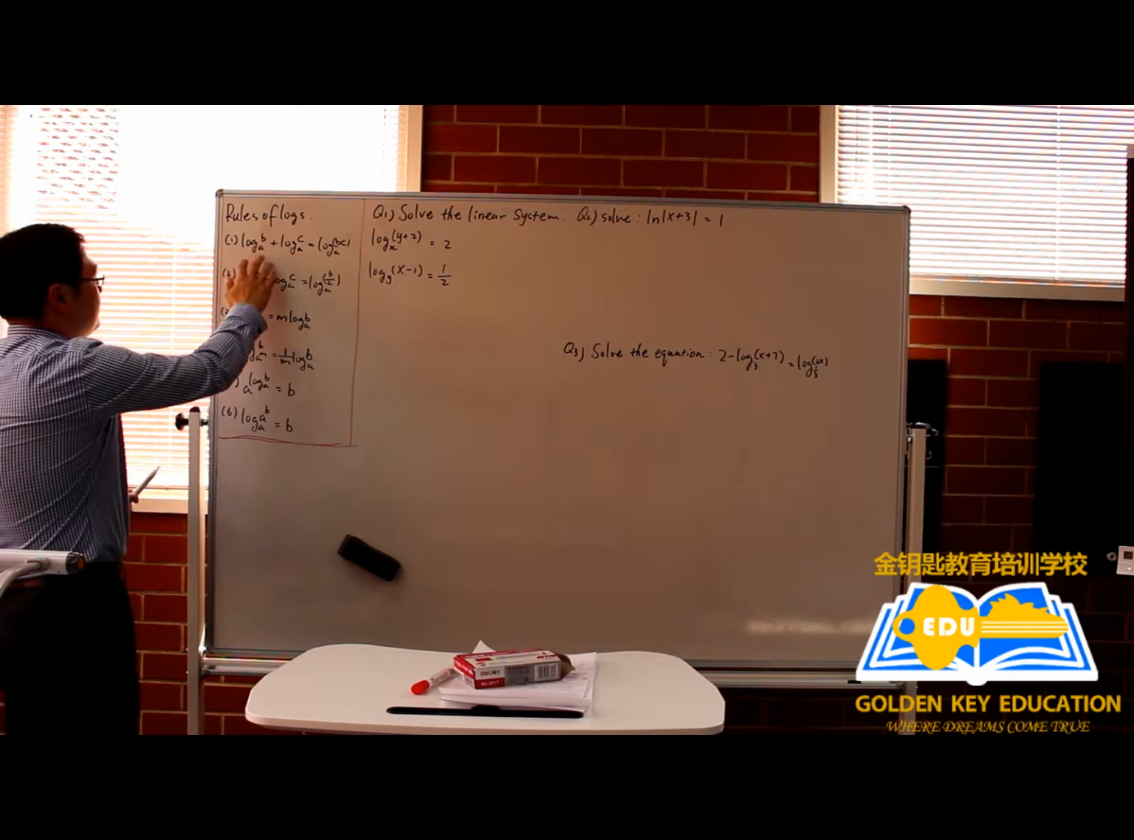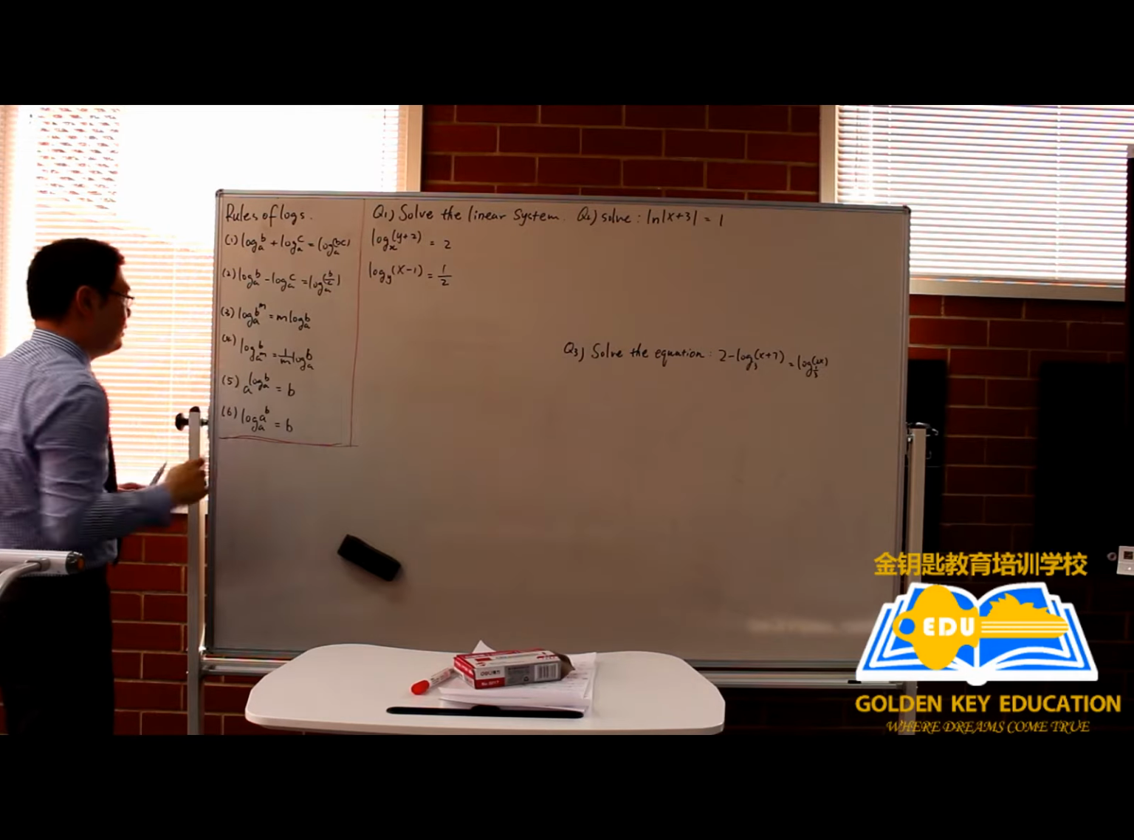And we've got the sum rule. You have log base a of b plus log base a of c. You need to multiply the b and c. If it's subtract, then it's divided. Log base a of b to the power of m, you can put the indices on the coefficient. If you have an indices on the base, then you can do 1 over m as the coefficient of that.